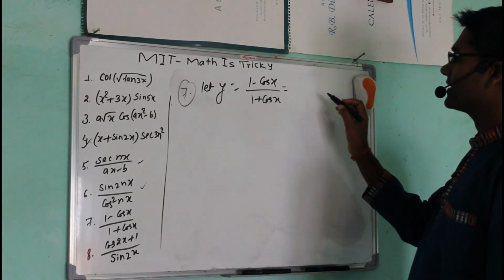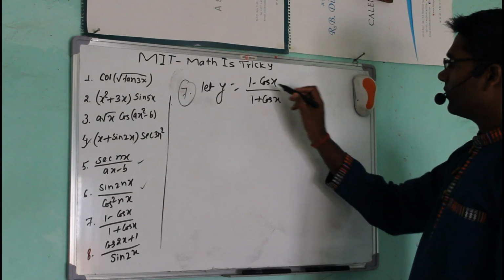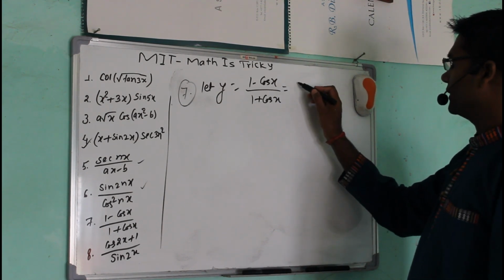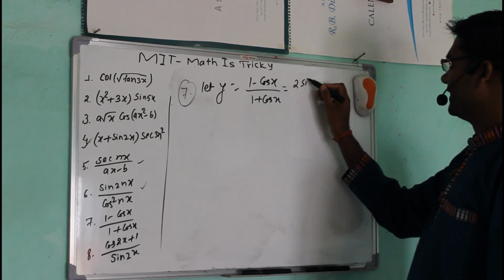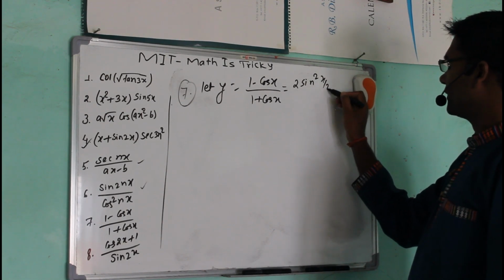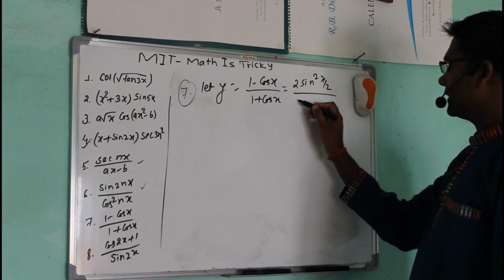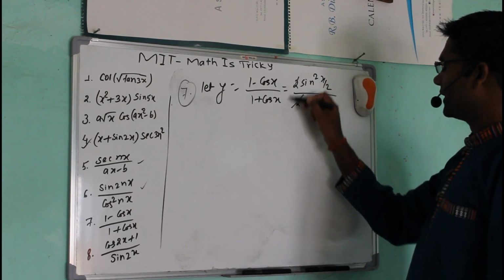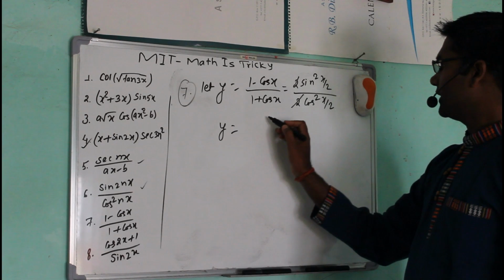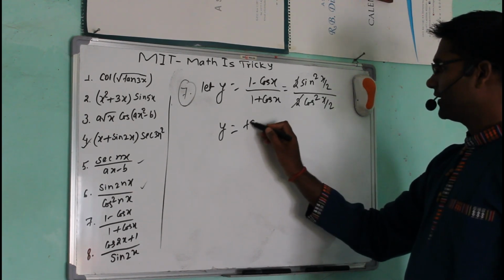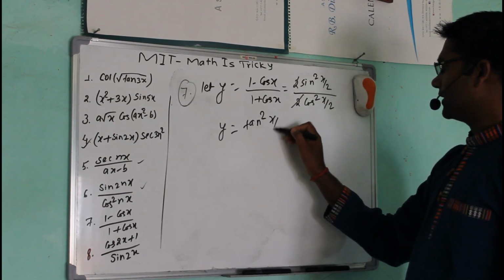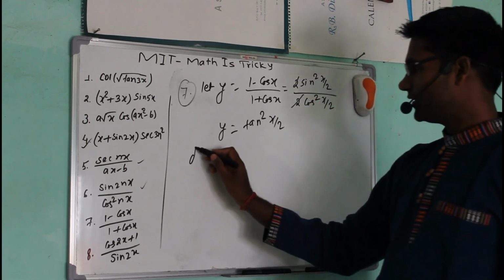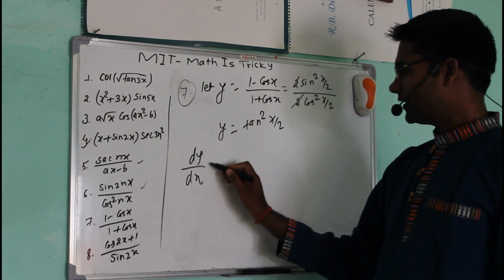1 minus cos a, again, some multiple angle formula can be used for this. So it is here 2 sine square x by 2, and for the denominator it is here 2 cos square x by 2. 2 and 2 cancel, so that we are getting here y equals sine by cos, which is again tan square x by 2. Now we can use a formula for this to find the derivative.